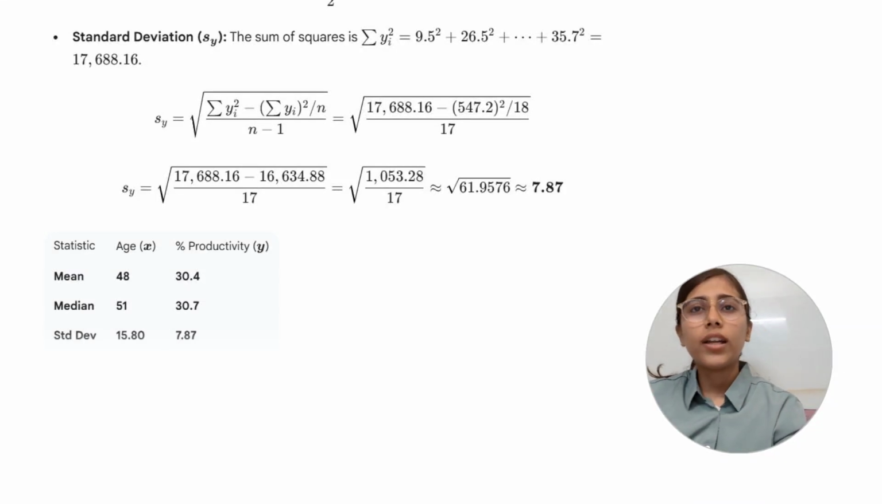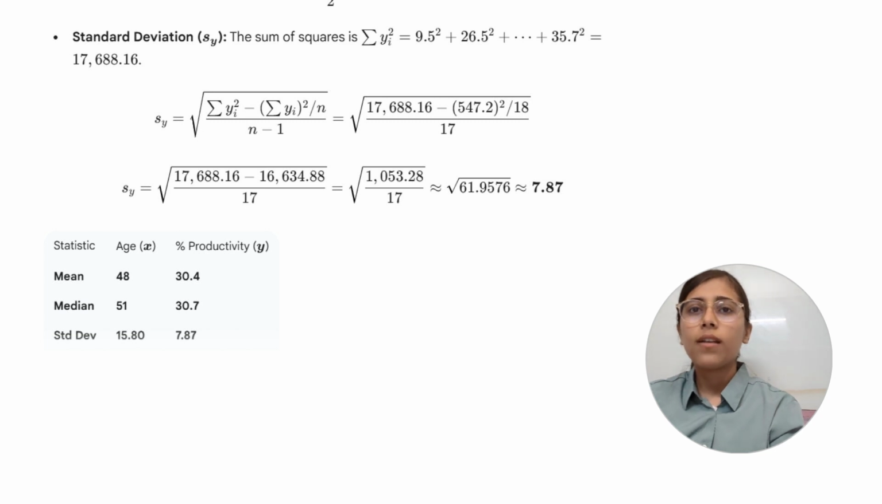So now we need to calculate the standard deviation of productivity, which is given in percentage. Now the sum of squares, summation of yi square, is equal to 9.5 square plus 26.5 square up to 35.7 square, which is equal to 17,688.16. Now we will calculate the standard deviation using the given formula, which is approximately the square root of 61.9576, which is approximately 7.87.